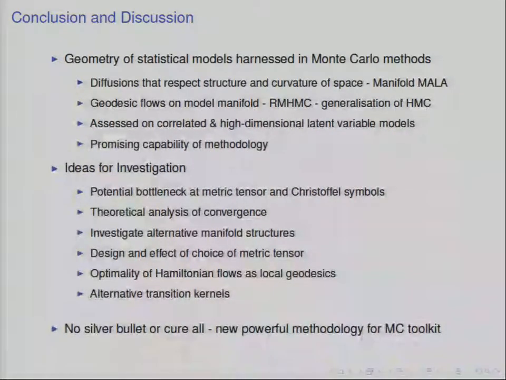But let me just say that this is not the cure-all. Right? Inference over Bayesian probabilistic models is challenging, right? And there is no one cure-all. And I'm not for 1 minute saying that this is a silver bullet, but it's a very powerful methodology for the Monte Carlo toolkit.